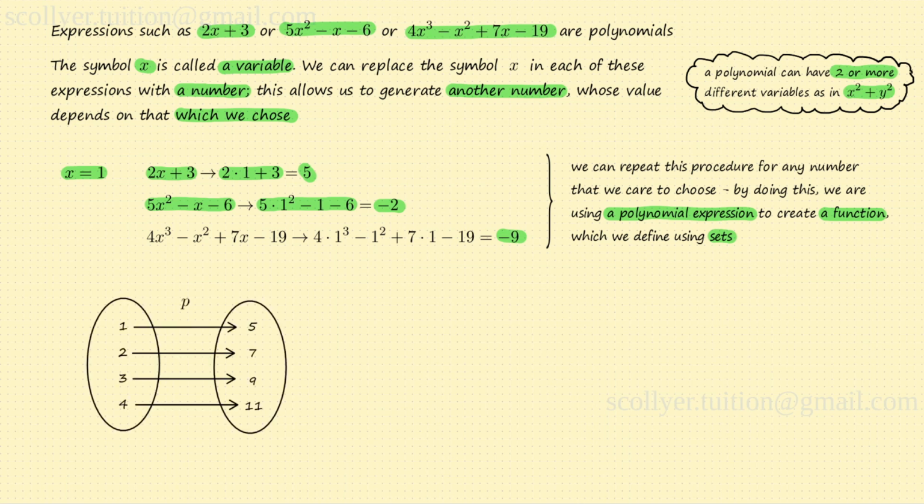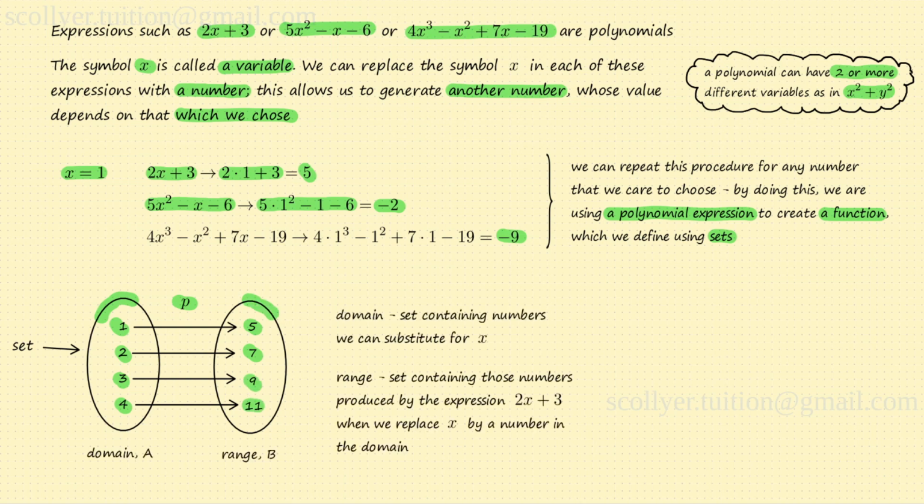So here we have a picture of a function defined using two sets. The function is called p. The numbers 1, 2, 3, and 4 are contained in a set which we indicate by this boundary. Similarly, the numbers 5, 7, 9, and 11 are also contained in a set. The set on the left is called the domain, and I've given it the name A.